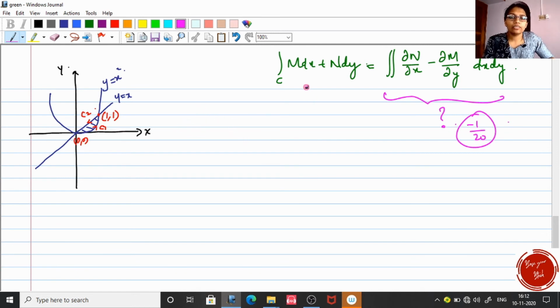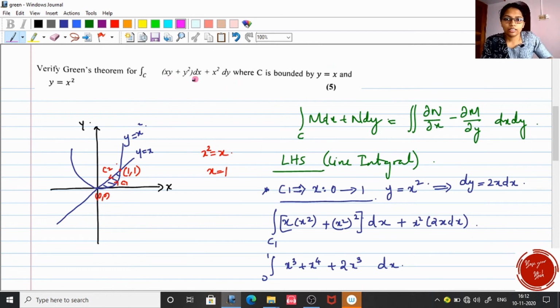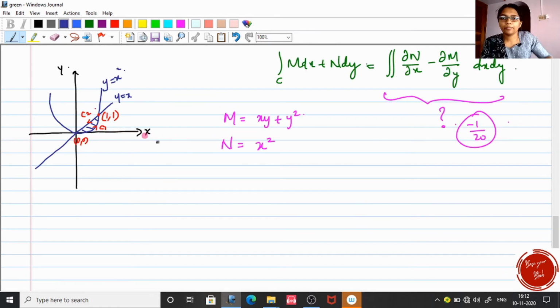Okay, so for that we have to identify what our m value and our n value are. You can see that the function associated with dx is written as m and the one along with dy is treated as n, okay. So, let us see the question once more. See, along with dx you have xy plus y square. So, this becomes your m and this becomes your n, okay. So, let us write xy plus y square for m and x square for n.